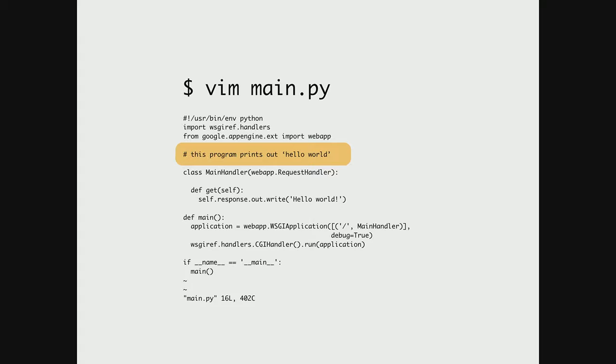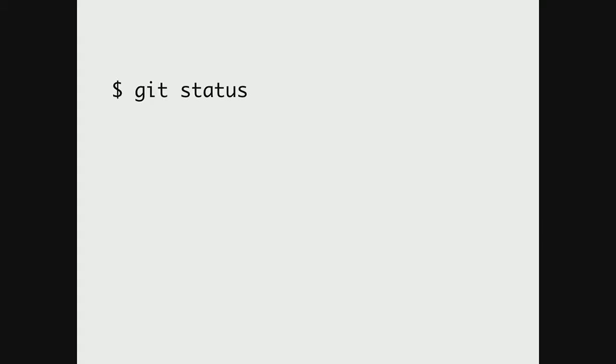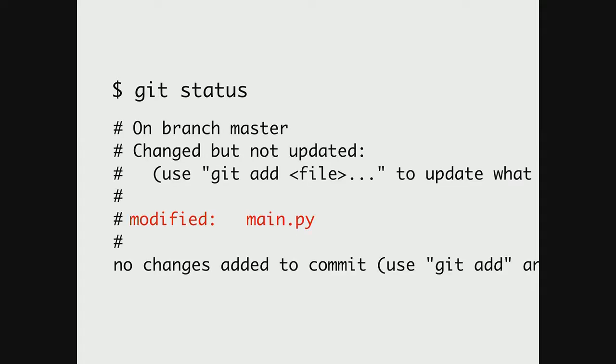And because we've changed it, right, now we can do a git status. And what git status does is it tells you the current state of your repository, right? So anything locally that's changed or anything locally that's staged, git status is going to show us that. So we run that command, and now we see on branch master, changed but not updated, and then modified main.py.